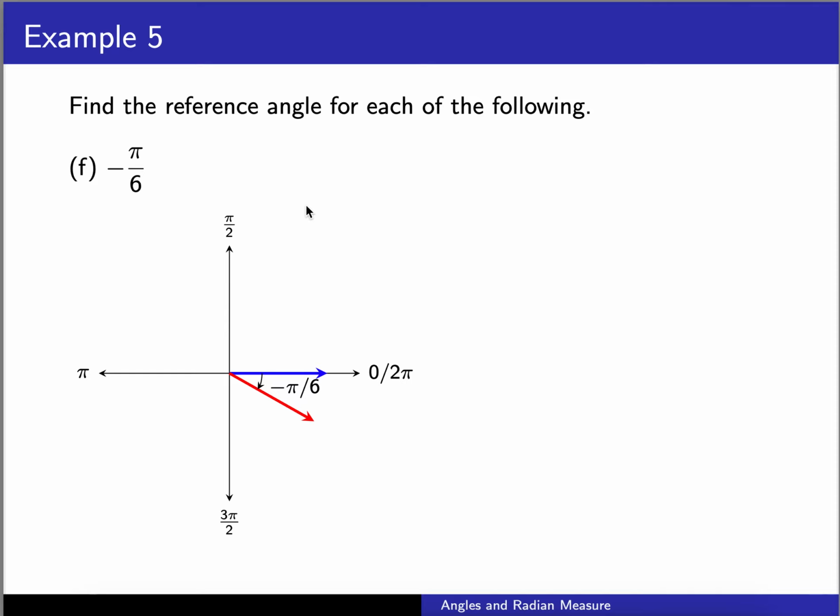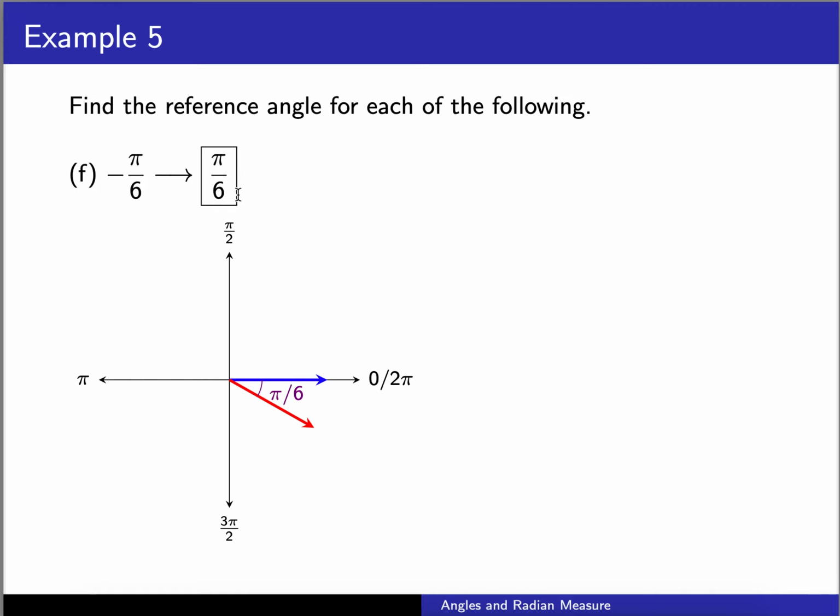All right, lastly, part F, we have negative pi over 6. So we remember negative angles rotate to the right, or clockwise. If you want to use a coterminal angle, adding 2 pi to negative pi over 6 gives you 11 pi over 6. That may or may not be helpful. I think in this case it's probably not, but the option is there. So negative pi over 6, well, pi over 6 is the angle that our red terminal side here makes with the positive x-axis. So our reference angle is pi over 6.